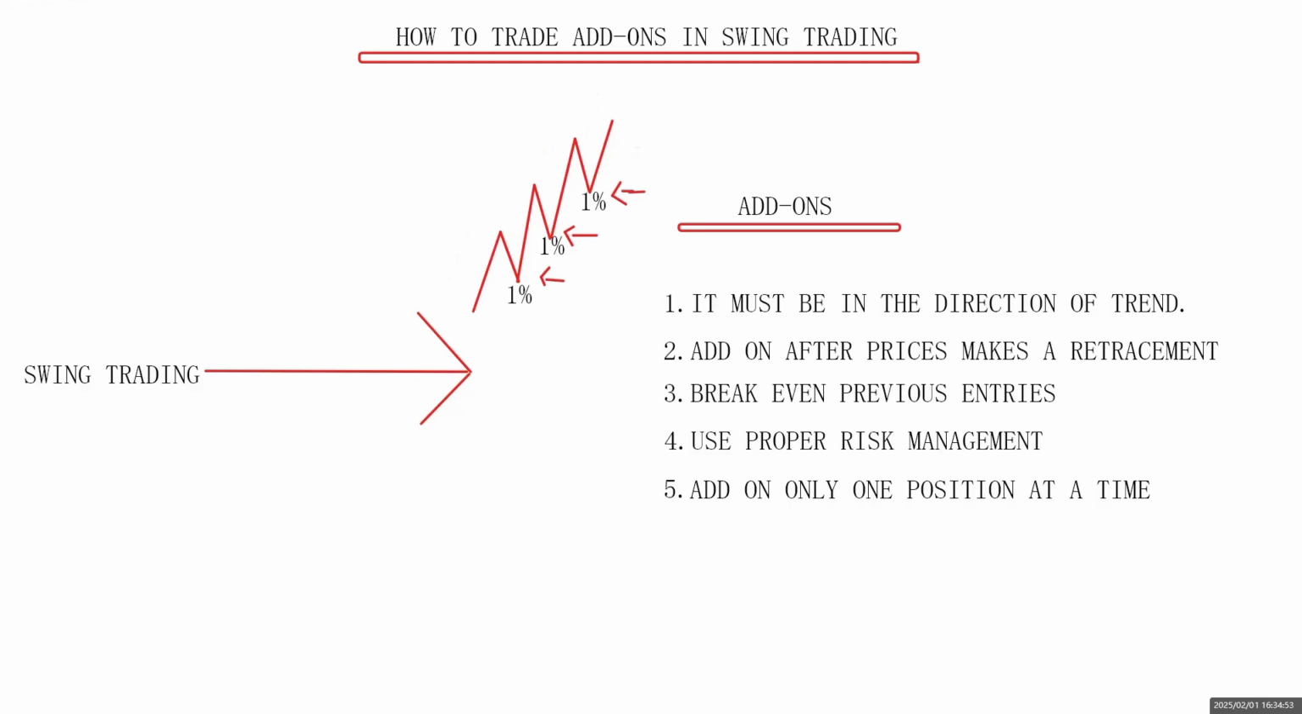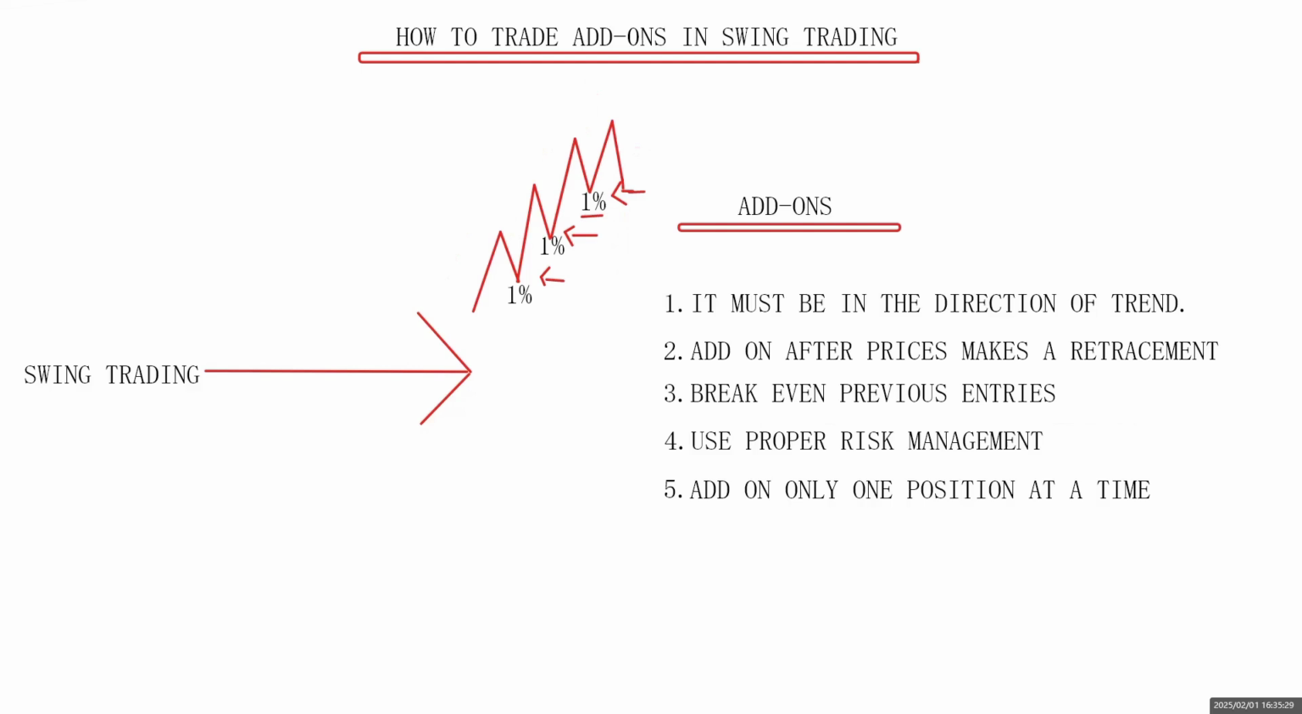Imagine you add on a new position and price goes against you, okay, and your previous positions are not broken even yet. Okay, so imagine price coming here, hitting your first stop loss, hitting your second stop loss, hitting your third stop loss, just because you refuse to follow this golden rule of break even previous entries. Okay, so that's important, so that even if price is to completely go against you, this one could hit your stop loss, but the rest will be break even. So you are only losing 1%, because the rest will be broken even, losing at zero. Okay, so that is very important.